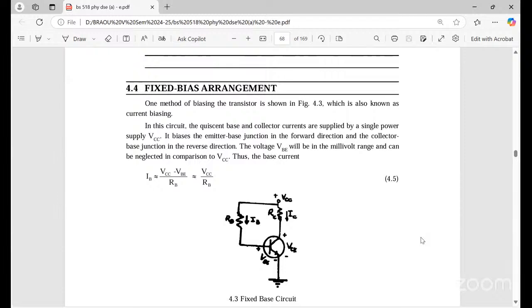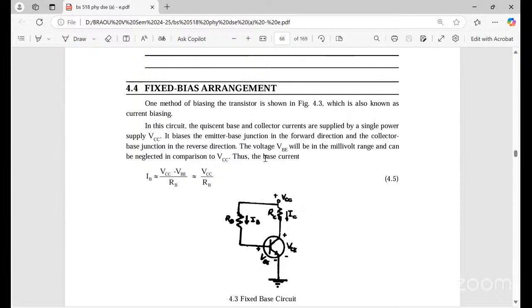Next is the fixed bias arrangement. This is the circuit diagram. A transistor is to be considered, an NPN transistor, with the emitter coming out here. This method of biasing the transistor is also known as fixed biasing, or current biasing. In this circuit, the base and collector currents are supplied by a single power supply, VCC. It biases the emitter base junction in the forward direction, and the collector base junction in reverse bias.